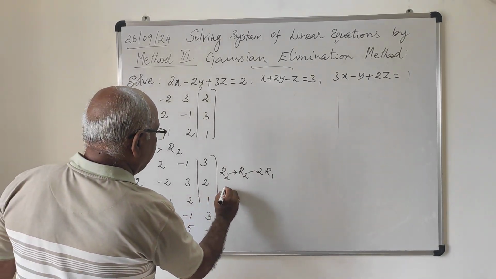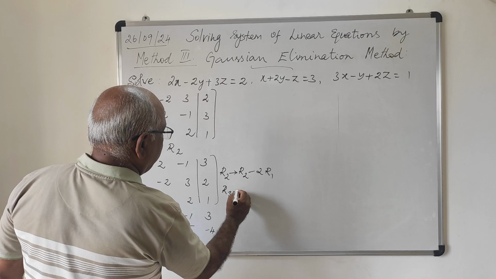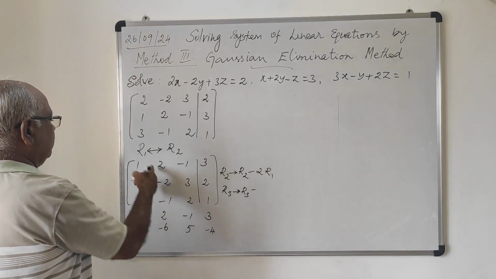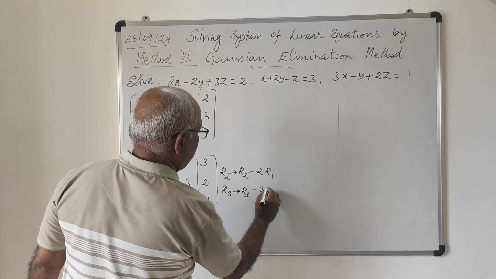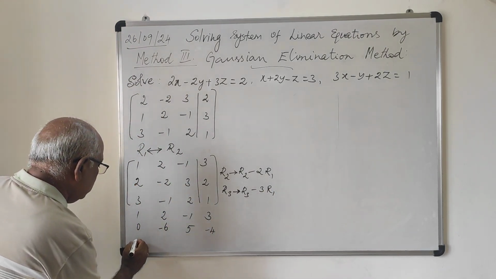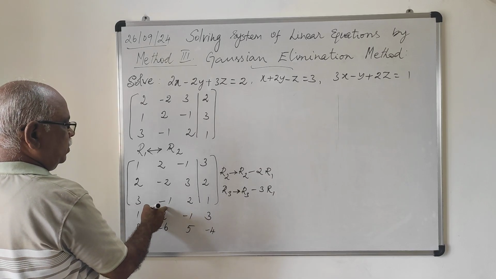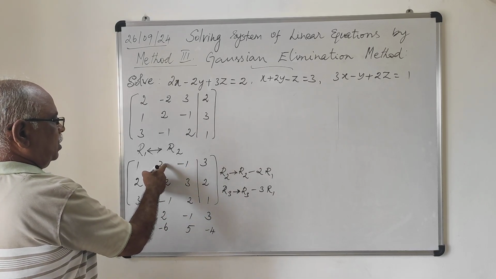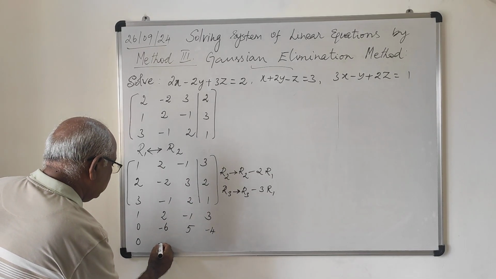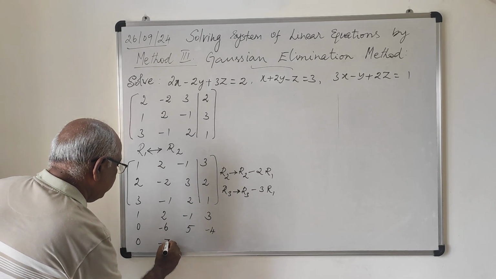Similarly, R3. You rewrite R3 is 3 times of R1. R3 minus 3 times of R1. Because 3 times of R1 is 3. 3 minus 3 is 0. R3 is minus 1. 3 times of R1 is 3 2s are 6. Minus 1 minus 6. Minus 1 minus 6 is minus 7.